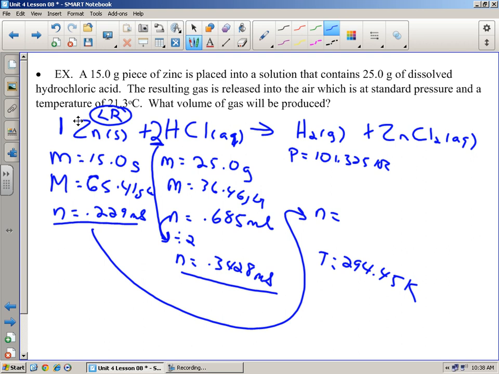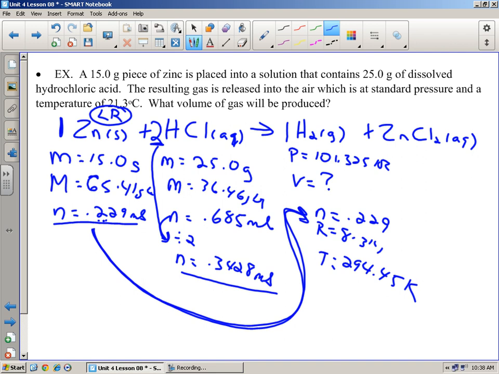So, once again, we know R, 8.314. Volume, don't know the volume. In fact, it says what's the volume of gas produced, so that's what we're looking for. If I could find N, I would have nRT and P, and I could find V, okay? N, this is for 1 here, 0.229, move that over to here. That's also for 1, so 0.229 should go over here as well.